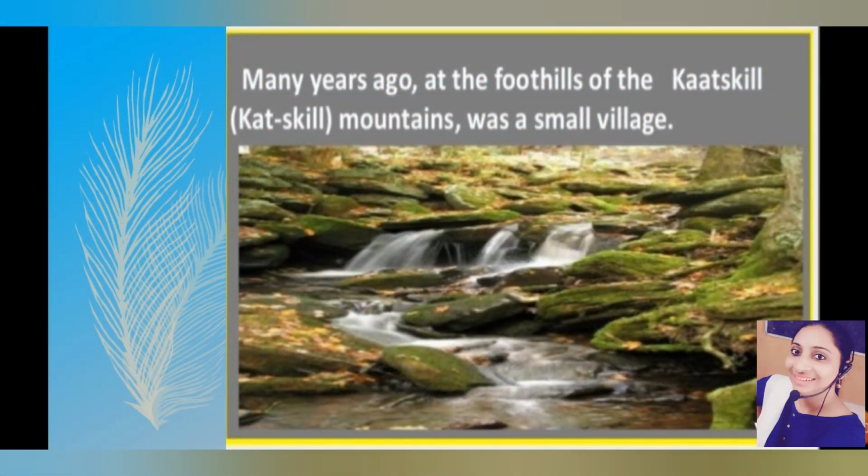Many years ago, at the foothills of the Catskill Mountains was a small village. So the story goes like this, children, that many years ago there was a small village at the foothills of the Catskill Mountains. Okay, that small village was where? It was at the foothills of the Catskill Mountains. The Catskill Mountains were there, and at the foothills, or at the lower part of the mountain, there was a small village.